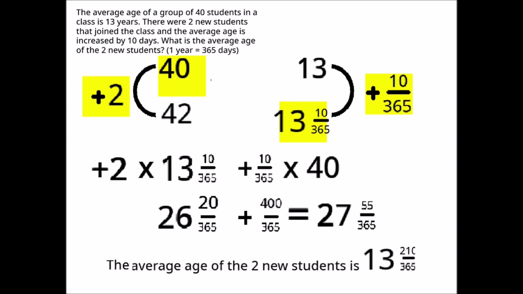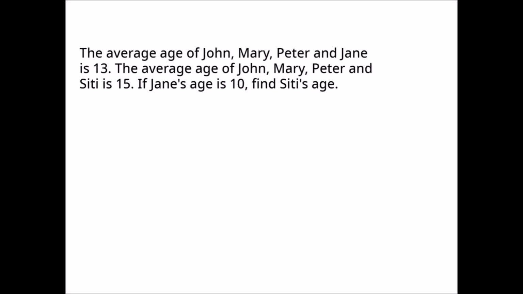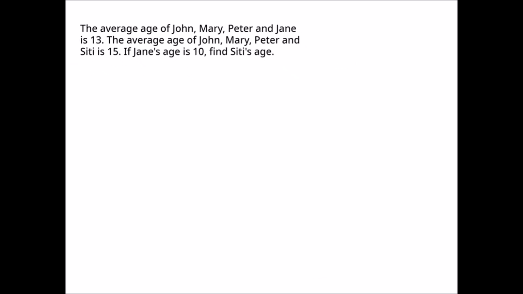The average age of John, Mary, Peter and Jane is 13. The average age of John, Mary, Peter and City is 15. If Jane's age is 10, find City's age. This question is different in that there is no change in group size. Instead, Jane was replaced by City. There are 4 people in the group.